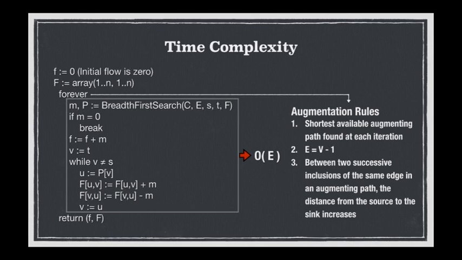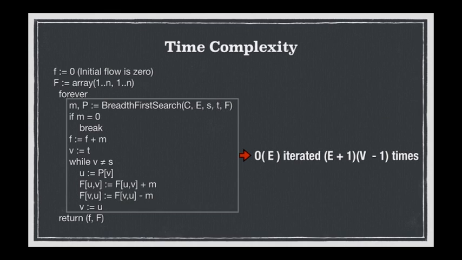By rules 2 and 3, we see that every E plus 1 iterations, the augmenting path size must increase by at least 1, and that the path size cannot surpass V minus 1, giving a maximum number of iterations of (E + 1) times (V - 1). Therefore, the maximum number of iterations of the loop is given by O(E times V).